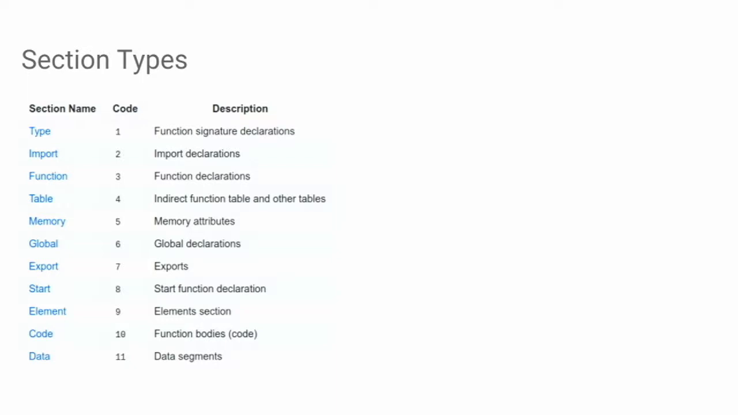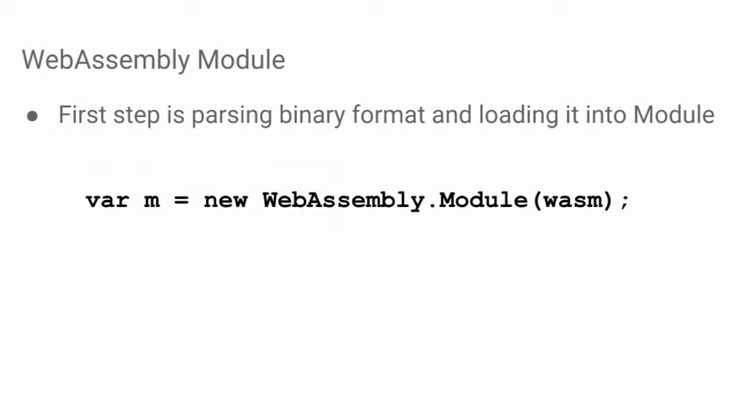Well, they contain basically everything you need to execute this code. So there's type information, there's imports, there's memory, there's code, there's that sort of thing. And I'll go through what each of these do in much more detail later. And then how does this format actually get parsed? Well, your first step is you have this typed array or array buffer, which is the variable wasm here.